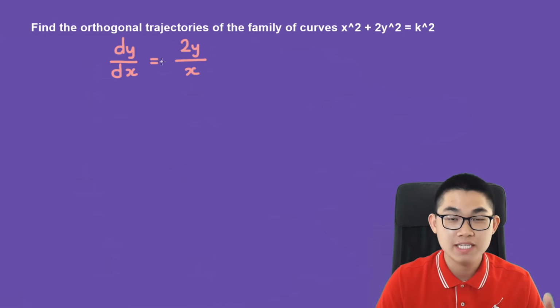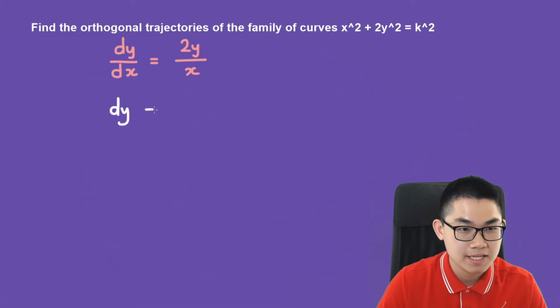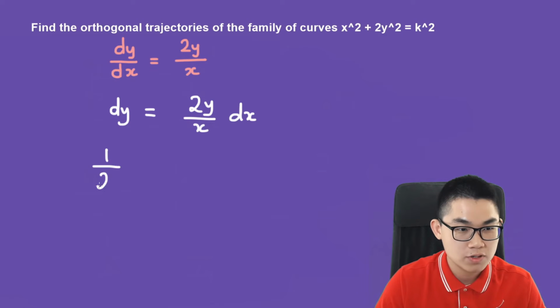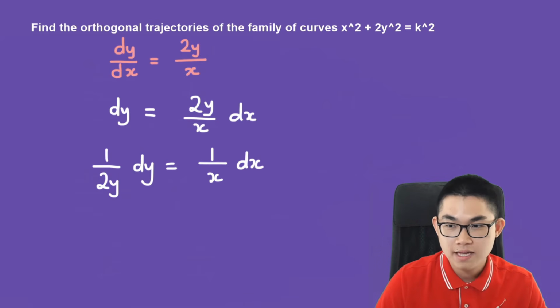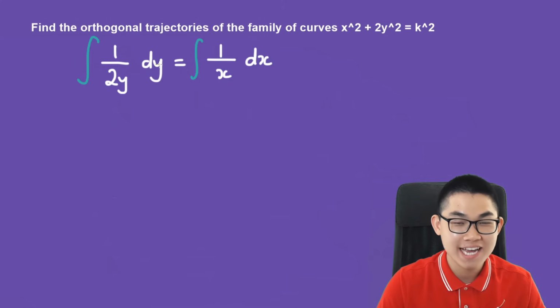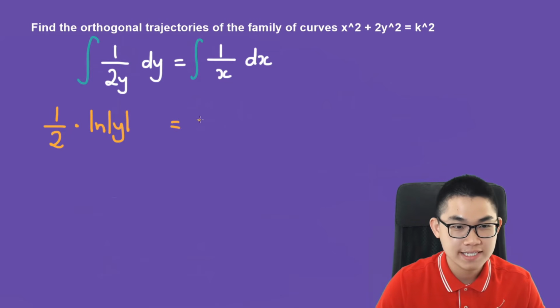So what we'll do here is move all the x's and all the y's to one side. So let's go ahead and multiply both sides by dx. We get dy is equal to 2y over x times dx. And then divide both sides by 2y. So we get 1 over 2y dy is equal to 1 over x dx. And then we just need to integrate both sides. The integral of 1 over 2y times dy, that's going to be 1 over 2 times the ln of the absolute value of y, and on the right side it is just the ln of x plus c.